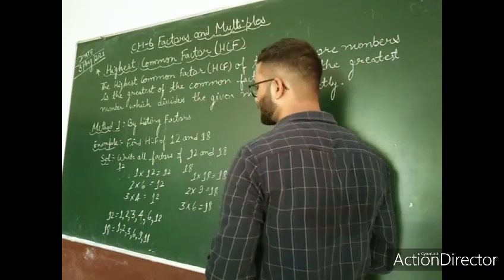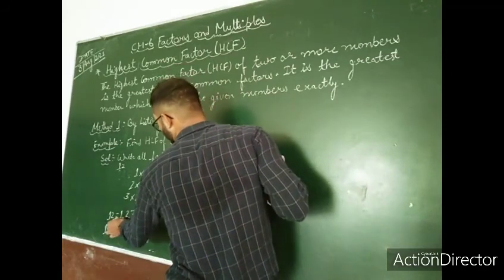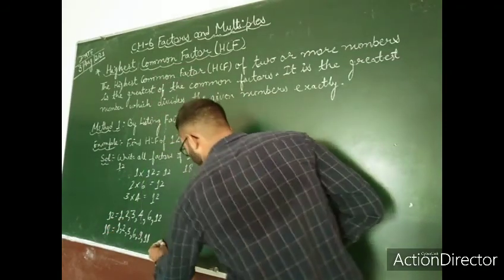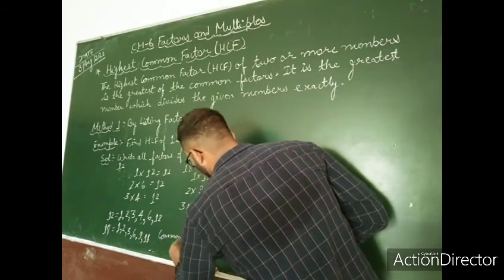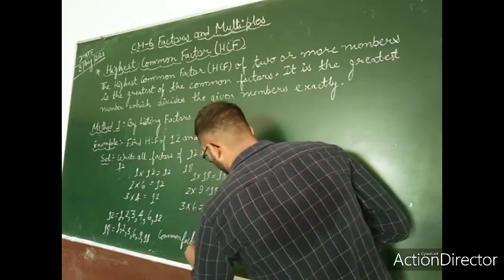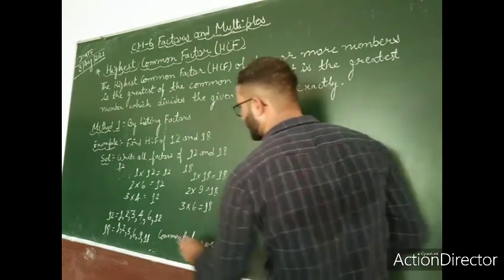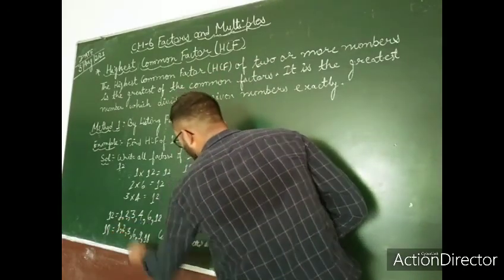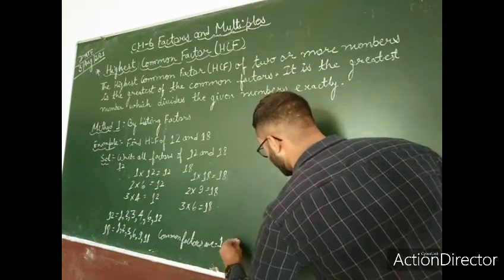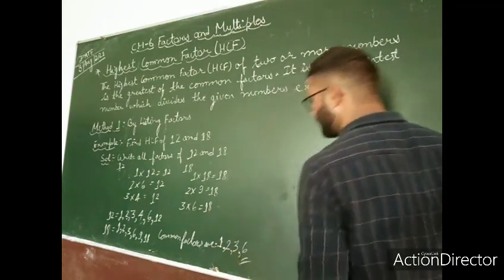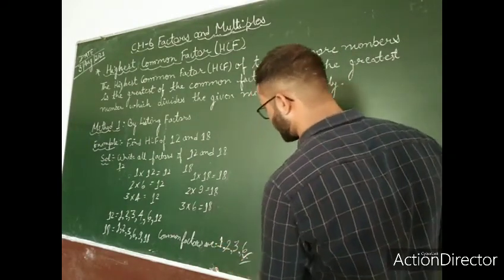So here, first we find the common factors of both numbers. 1 is there, 1 is there, so here we write, common factors are 1, 2, 3 and 6, right? 2, 3 and 6. So here we find the greatest number out of all these common factors. So here 6 is the greatest number.